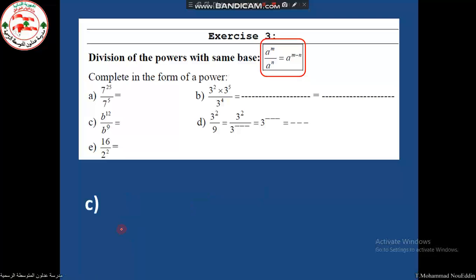Next, we will do C first. B to the power 12 over B to the power 9. As we have done before, we will follow this rule since we have the same base, B. So we should subtract the powers. So we put B raised to the power 12 minus 9. So the answer is B to the power 7.